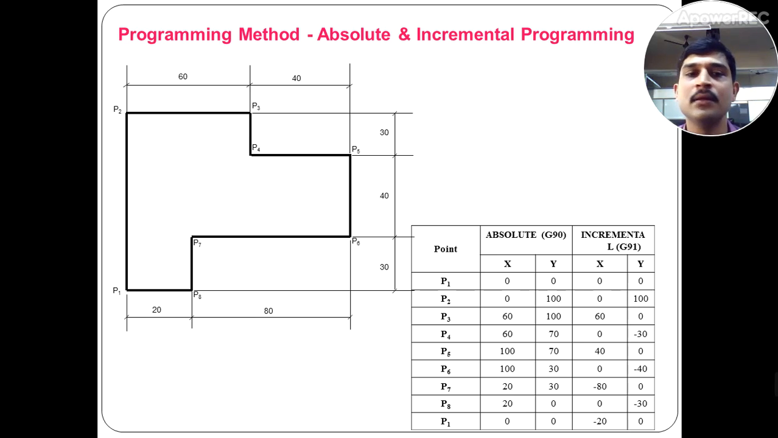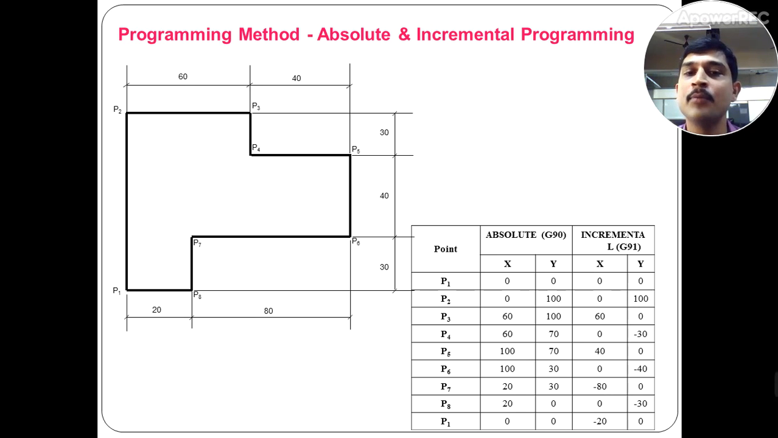In this example we can take the point P1 as the reference point. Now to specify the coordinates of P2, we have to take P1 as the reference. In the x direction the distance between P1 and P2 will be 0, whereas in the y direction the distance between P1 and P2 will be 100 mm. Similarly, when we want to specify the coordinates of the point P3, we have to take P1 as the reference. In the x direction the distance between P1 and P3 is 60, in the y direction it remains 100, and it continues. So here we always have to take the P1 point as the reference.